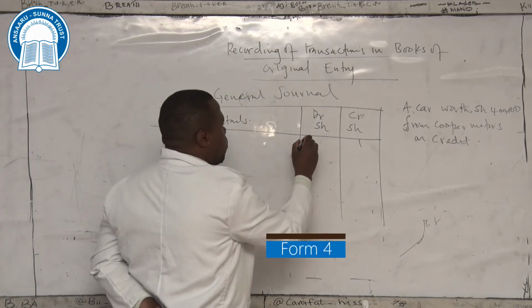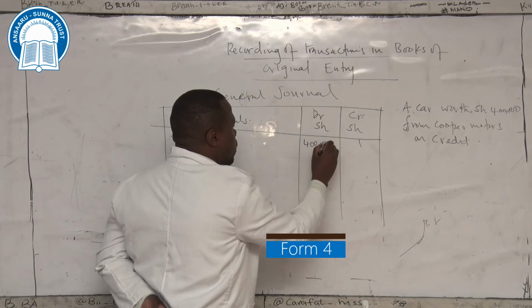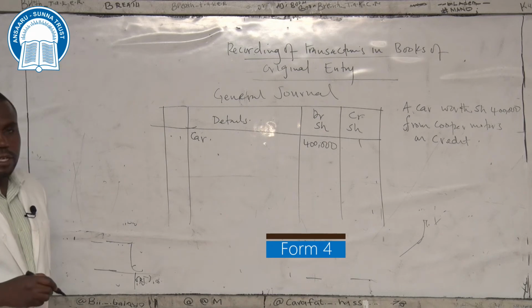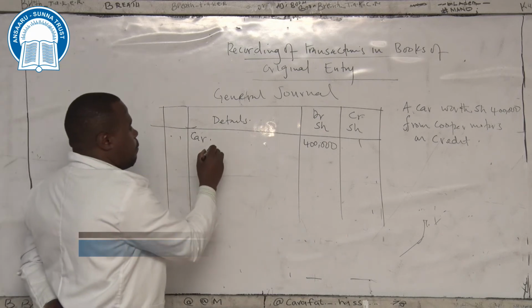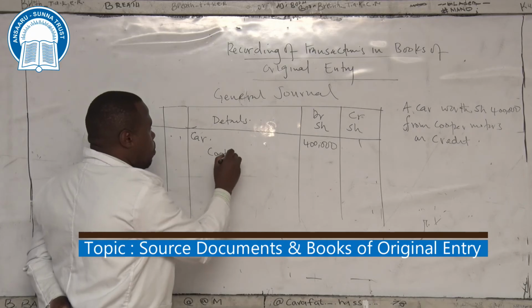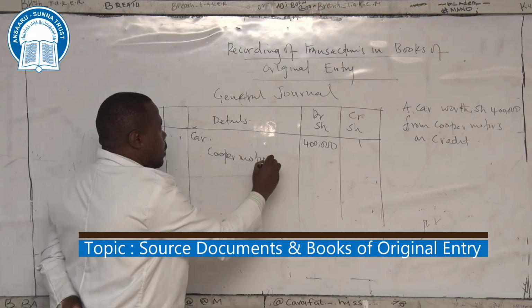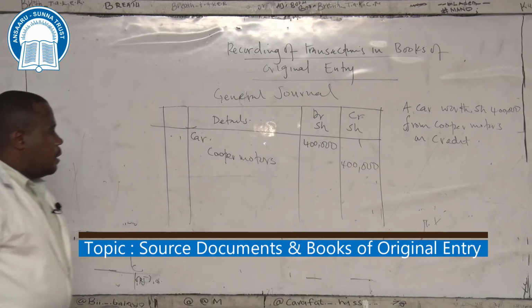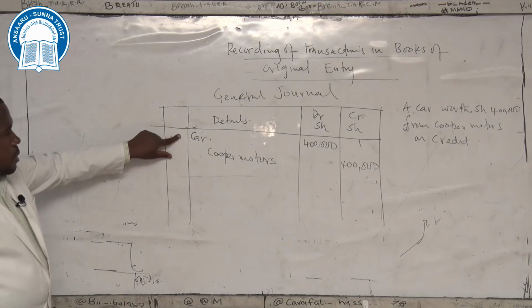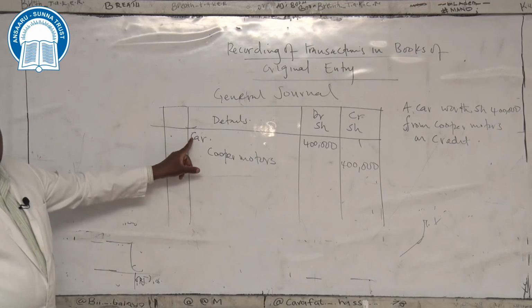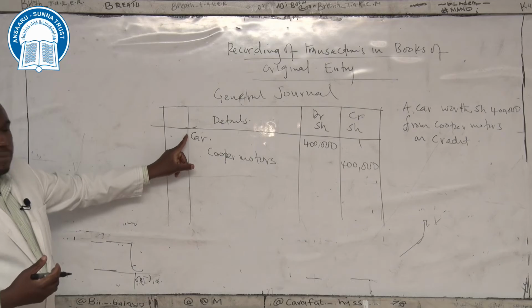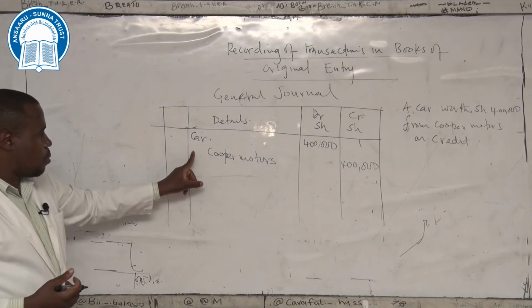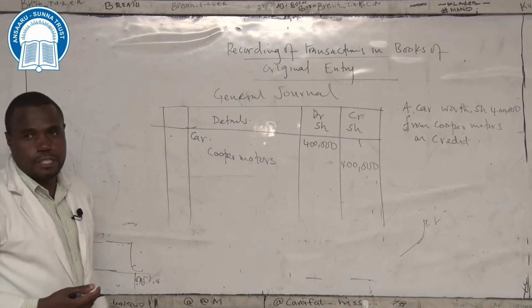Then we post it as 400,000. Then the account that is credited, that means where the vehicle is coming from or where it is bought, is Cooper Motors. And Cooper Motors has to be credited. Now, one thing you have to note here is that the account to be debited is at the margin, while the account to be credited is just two fingers away from the margin.